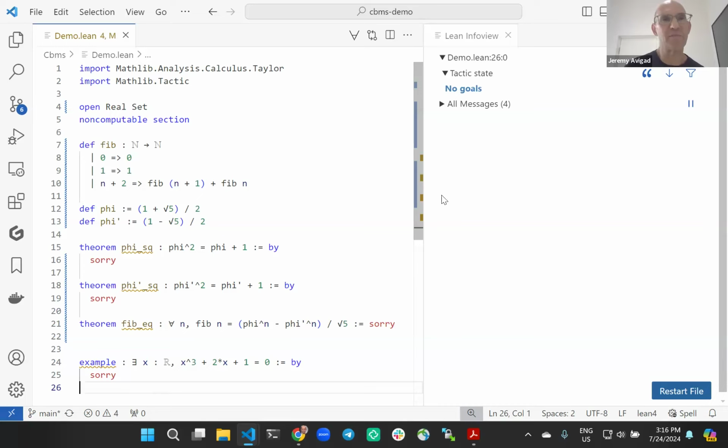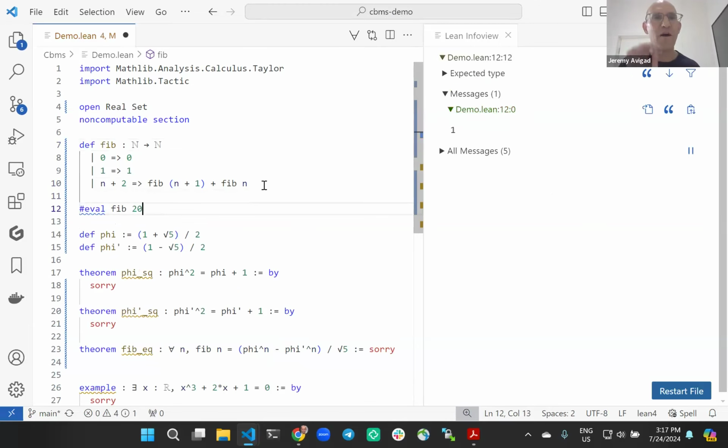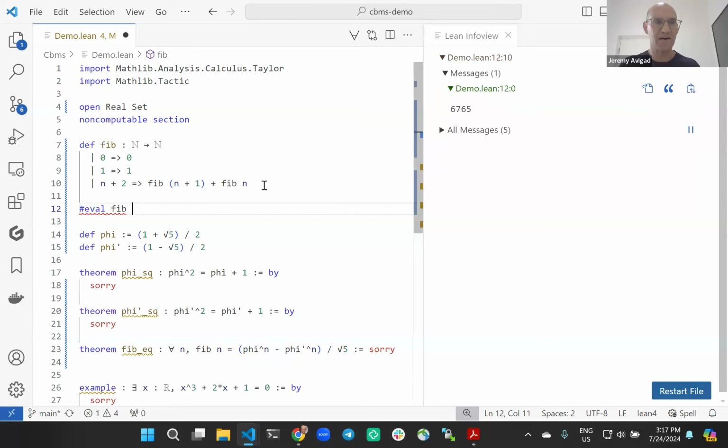On the left is the document that we're going to work on, and on the right is the famous Lean info view window where Lean gives you its feedback. And what you're looking at on the top here on line 7 is the definition of the Fibonacci function. So we're starting with 0. The fib of 0 is 0, fib of 1 is 1. And then for every natural number n, fib of n plus 2 is fib of n plus 1 plus fib of n. A nice thing about Lean is that it's computational, so you can evaluate Fibonacci numbers and see them. You can run them right away.